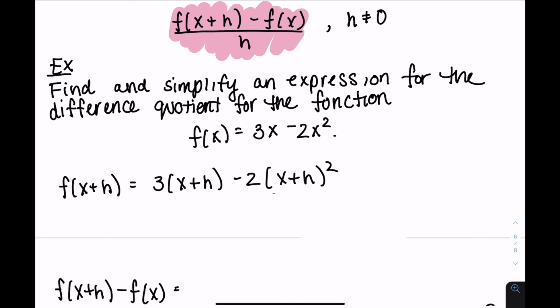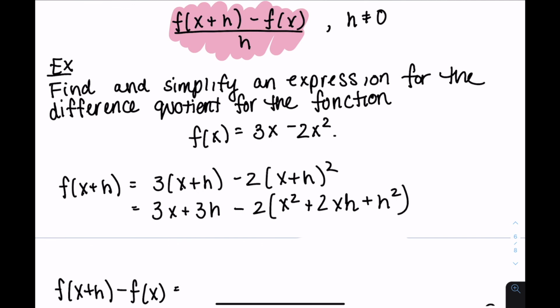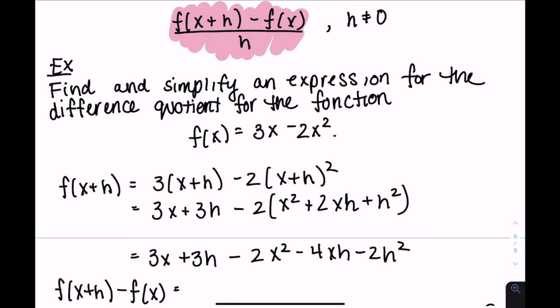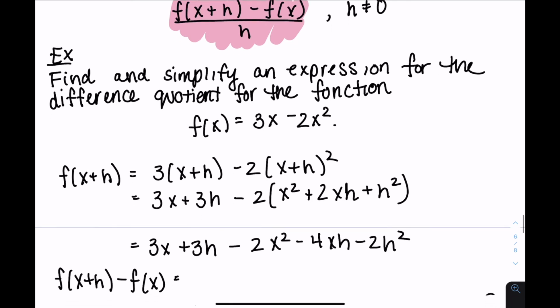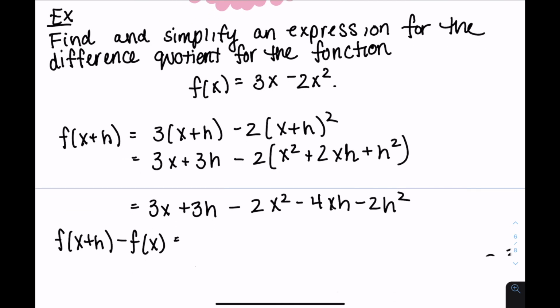So let's start by finding f of x plus h. Anywhere you see an x, it gets replaced by x plus h. So we get 3 times x plus h minus 2 times x plus h squared. So before we can distribute that -2, we've got to go ahead and actually FOIL this expression out. You can distribute the 3 first, but x plus h squared is x squared plus 2xh plus h squared. Now you can go ahead and distribute that -2 even. So you get -2x squared minus 4xh minus 2h squared. Now there's nothing I can do to condense this.